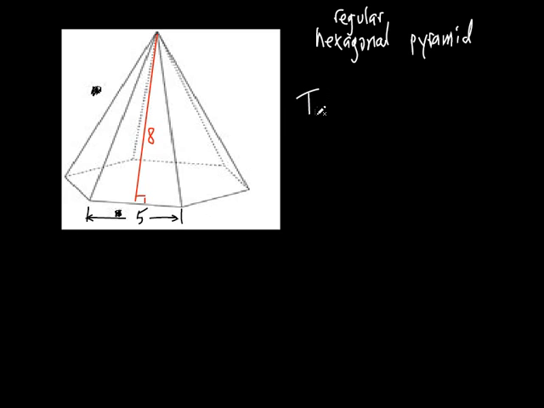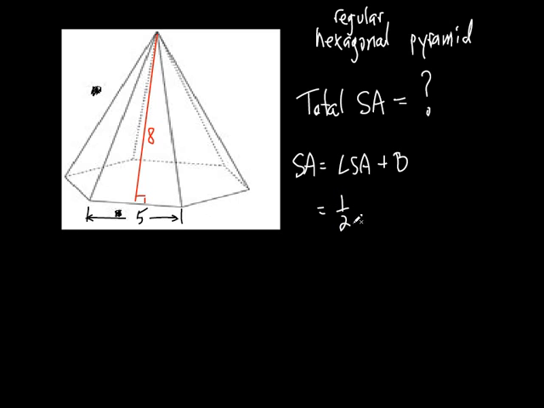We want to find the surface area. We want to find the total surface area of this whole entire thing. So let's see how to do that. How do you find the total surface area? Well, it's the lateral surface area basically plus the area of the base. So how do we find the lateral surface area? It's 1/2 the perimeter times the slant height. Let's make that look more like a P. There we go. So it's 1/2 the perimeter times the slant height plus the area of the base.